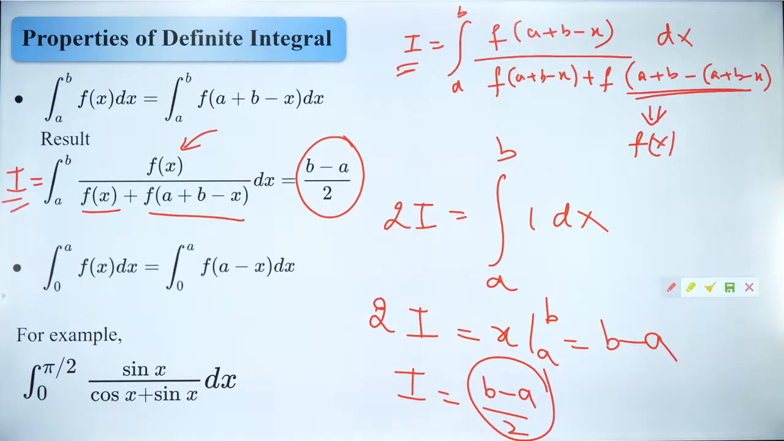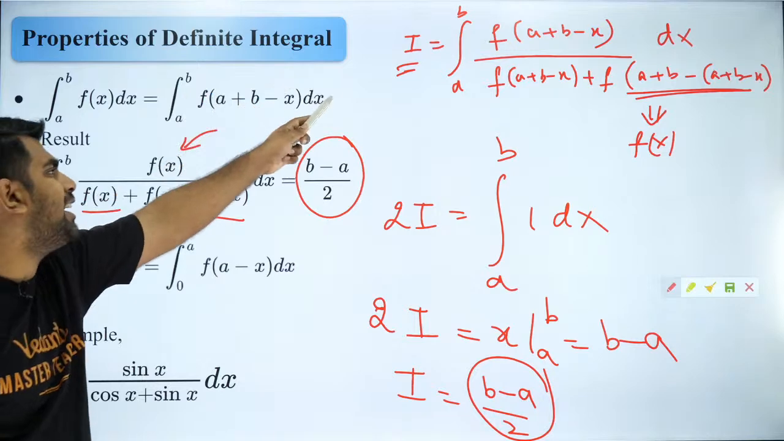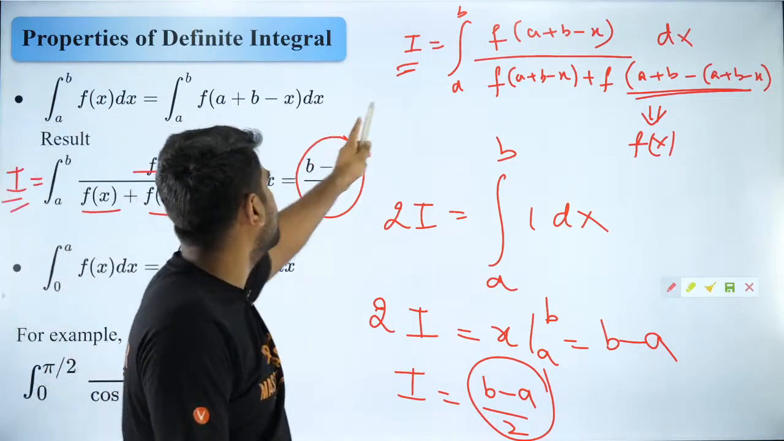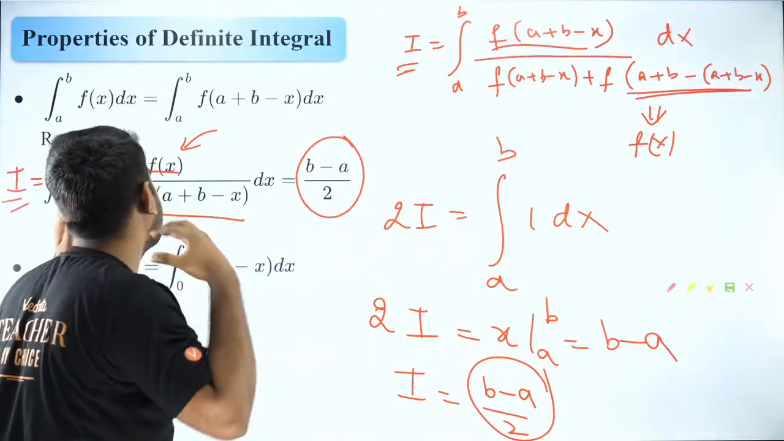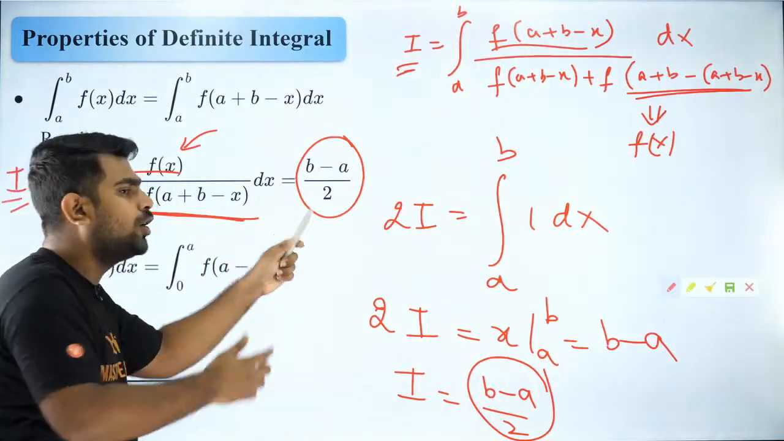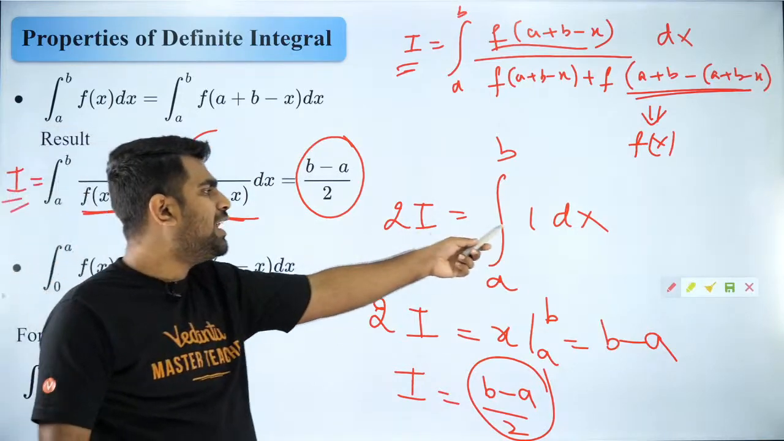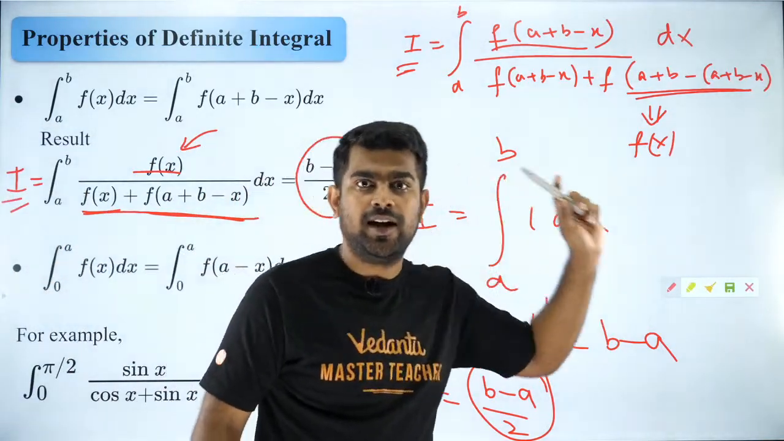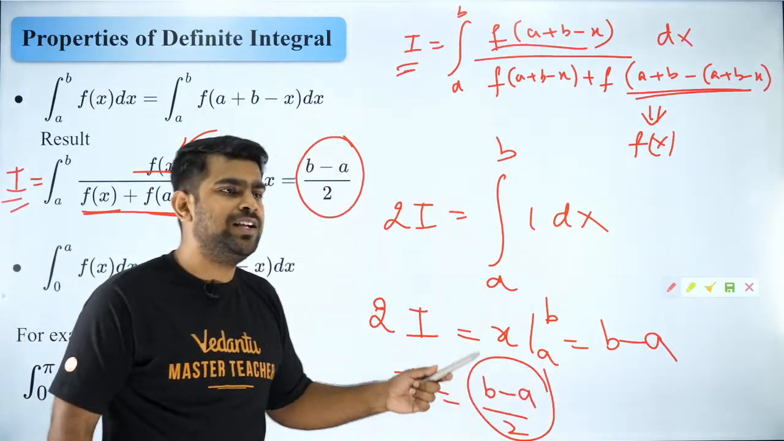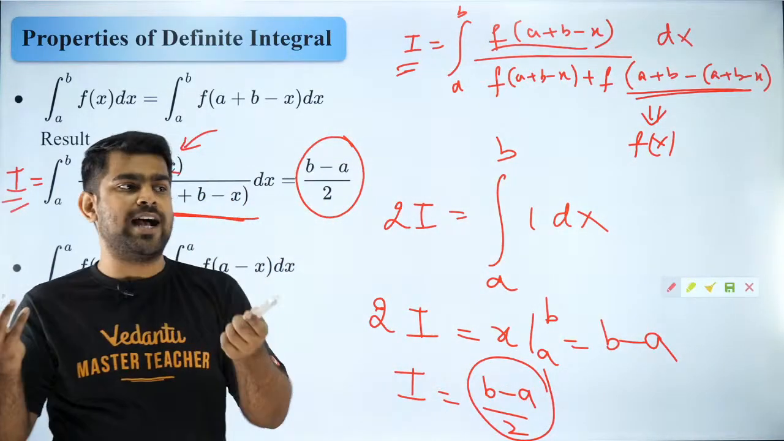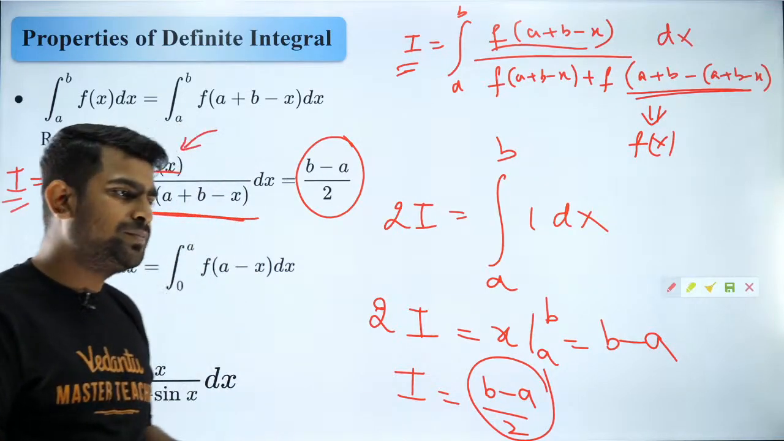Everybody clear with this? Any questions? Are you all able to understand what I did? I added this I and that I. So when I do that, f of x plus f of a plus b minus x in the numerator, and that is the same thing we have in denominator. So they will both cancel and you will be left out with 1 dx. Are you all able to follow? So that 1 dx integration is b minus a, and then you divide by 2, you get the answer. As simple as that.